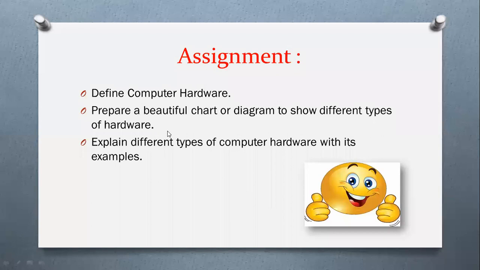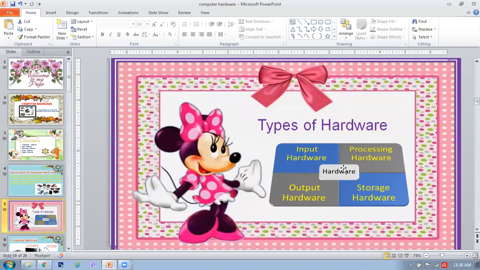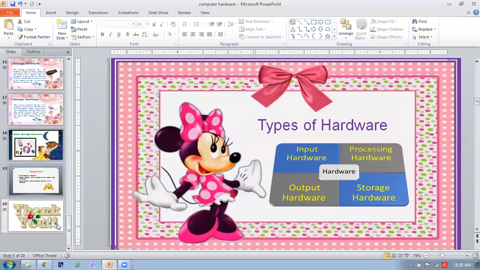So let me show one chart. Like this chart, you can show it differently. If you have color, you can use it, and you can write the hardware in the middle and show the four types of hardware: input hardware, processing hardware, output hardware, and storage hardware. You can show cloud types, or one tree with different apples, or one flower with different flowers. Let's have your own creativity on this part to show the different types of hardware. You have to use all four: input, processing, output, and storage.